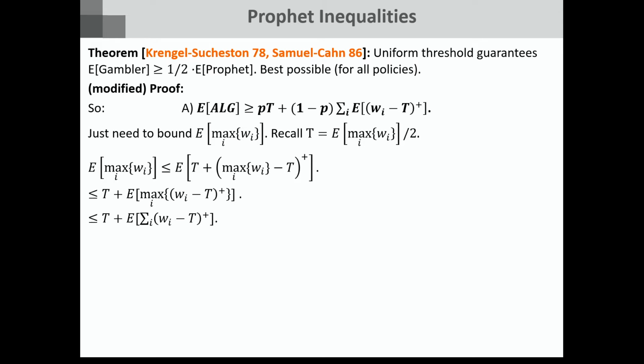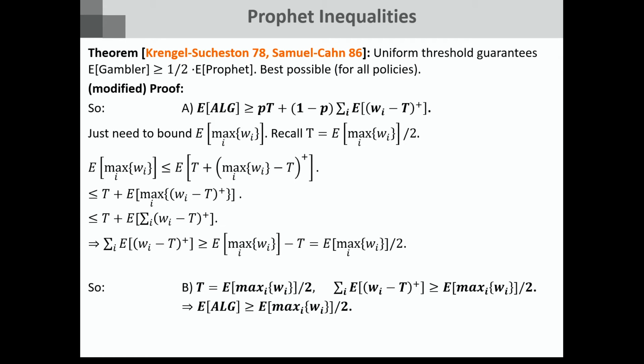The next step, we'll just observe this is a max over all non-negative terms, so we can upper bound the max with a sum. And now the last step is observe that we've just shown that the expected max is upper bounded by this term t plus the surplus. So that means that the expected surplus is at least the expected max minus t, but our choice of t was exactly the expected max over 2. So that means that the expected surplus is also at least the expected max over 2.